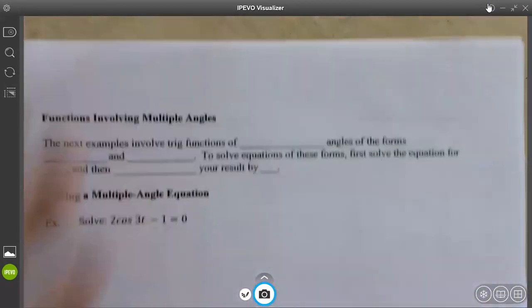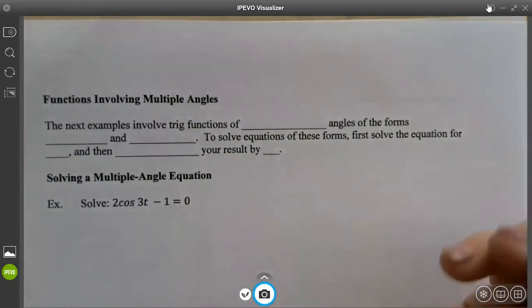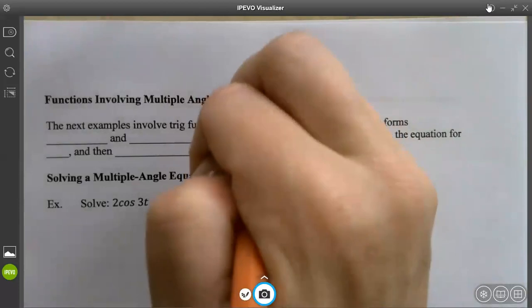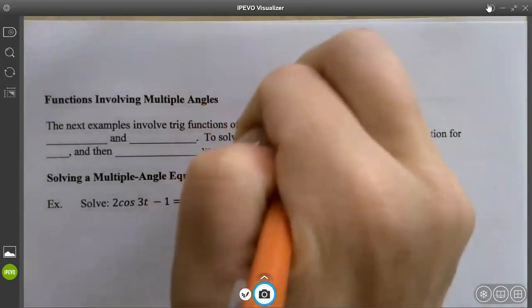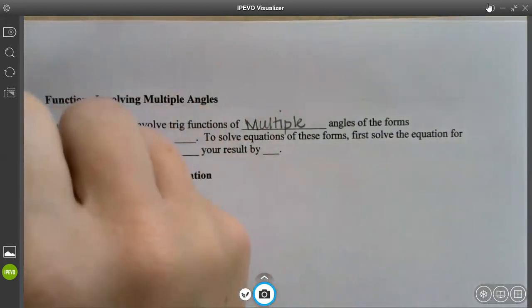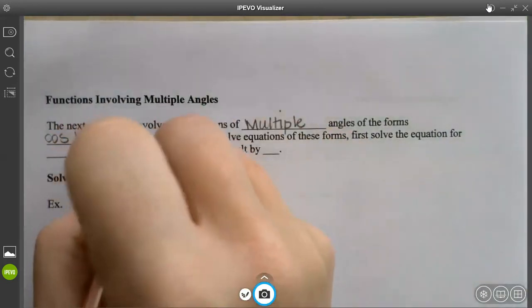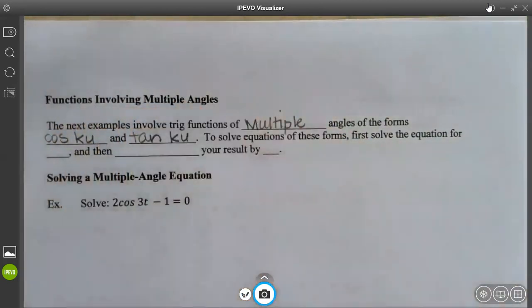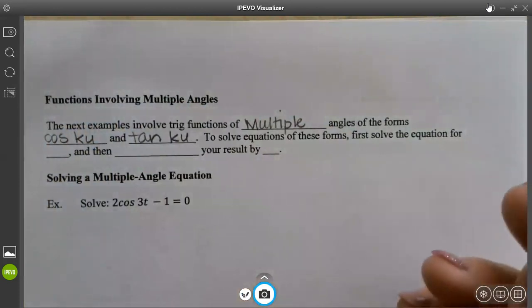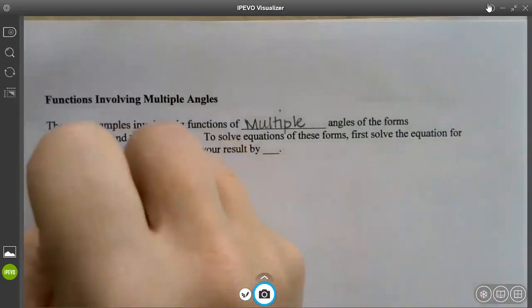Flip it over. Functions involving multiple angles. The next examples involve trig functions of multiple angles of the forms cosine KU, that means there's a constant, and tan KU. Again, there's a constant and a variable. So like this one has a 3t instead of just cosine t. To solve equations of these forms, first solve the equation for KU, and then divide by the result K.